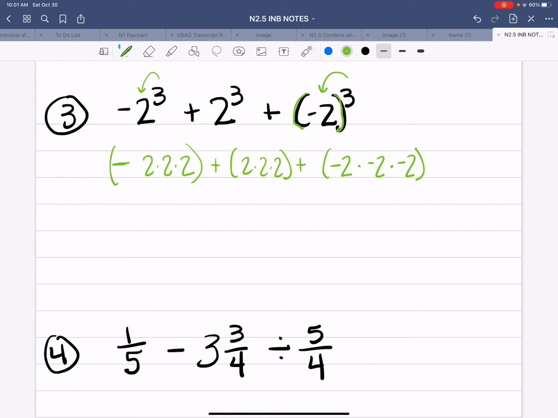Okay. One negative stays negative. 2 times 2 times 2. Well, 2 times 2 is 4. 4 times 2 is 8. Plus 2 times 2 times 2 is 8.